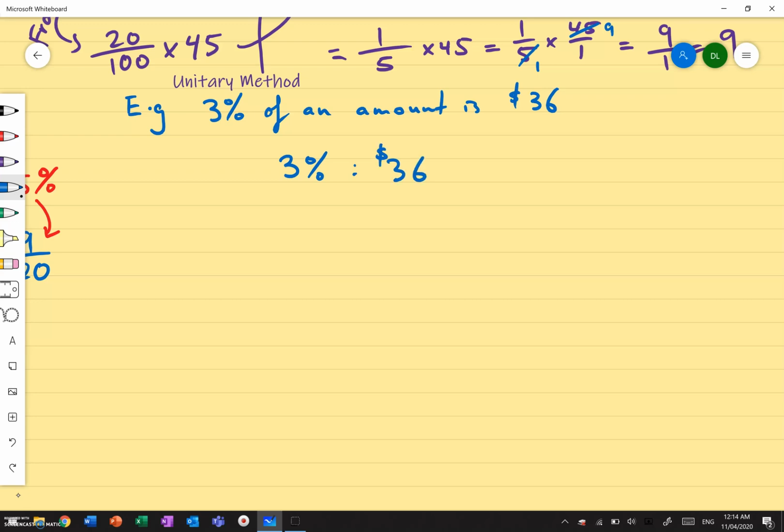Now I can't just add 97%. That's going to be really annoying. I need to somehow get to 100%, but I can't go straight to 100. I can actually go down to 1% and then go up to 100%. So to get from 3 to 1, I divide by 3. And to get from 1 to 100, I times by 100. That's it. So let's do the same thing on this side. We divide by 3, and then times by 100.